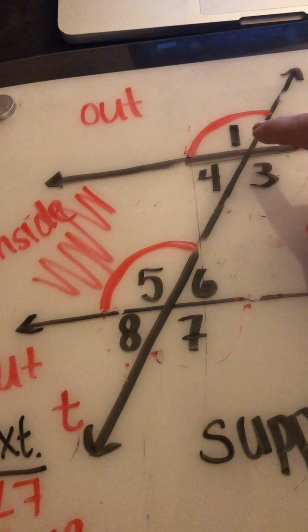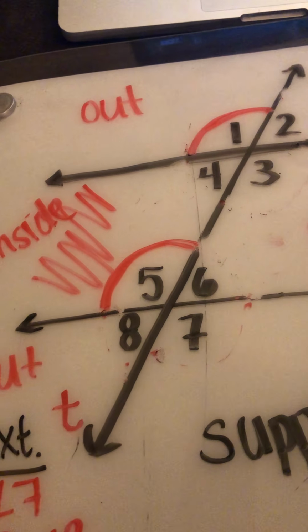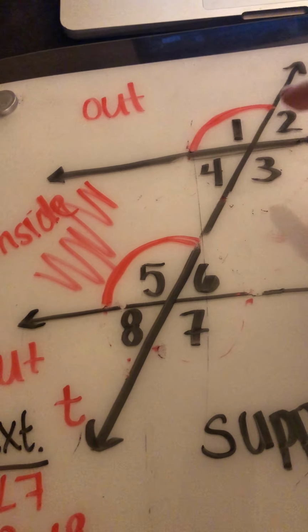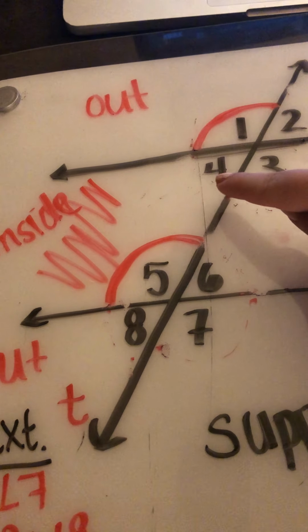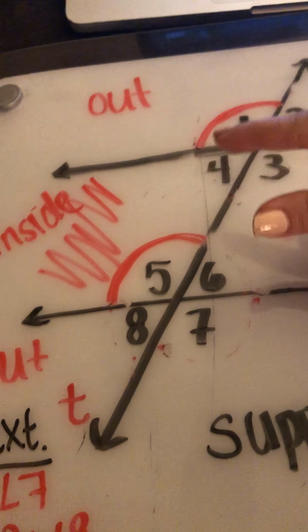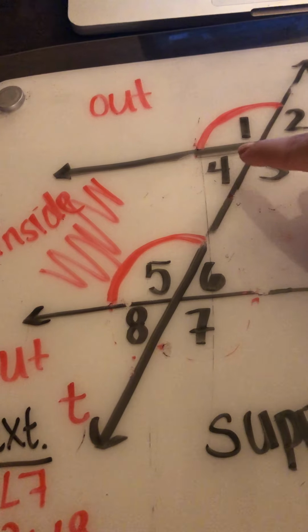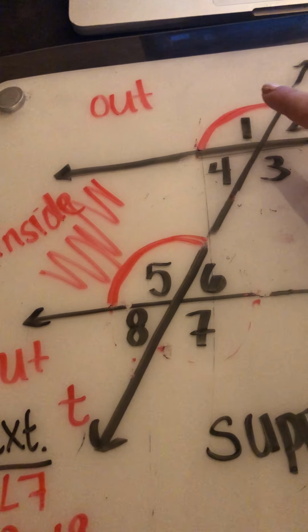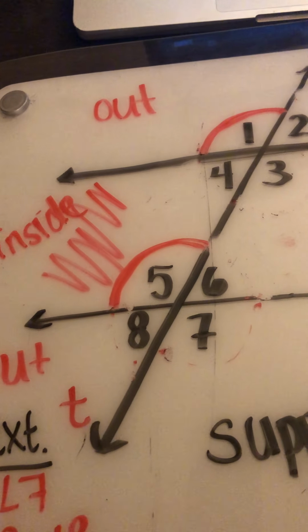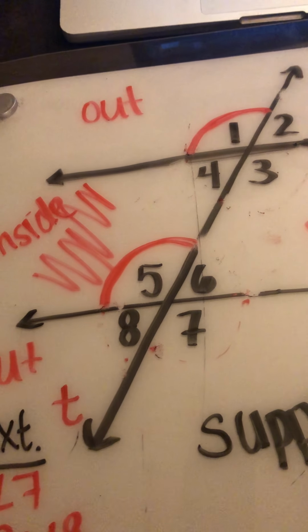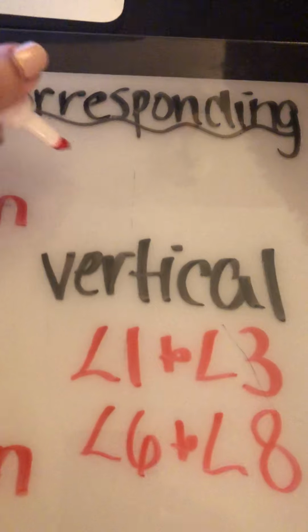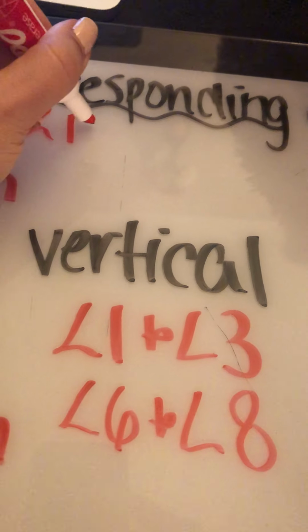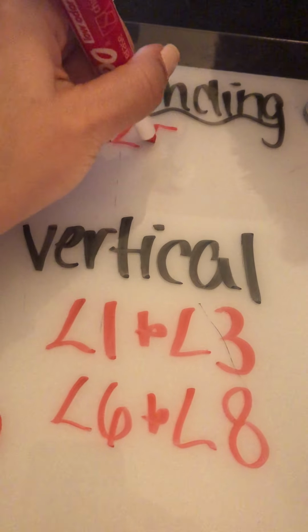So if I look at angle 1, I'm noticing it's an obtuse angle. Obtuse means over 90, less than 180. It couldn't be 4 because 4 is an acute angle. I can tell it's less than 90 degrees. And same as 8, right? So it would have to be 5. 1 and 5 are corresponding. It's like identical twins, okay? So I'm going to put that down as one example. Angle 1 and angle 5 would be corresponding.